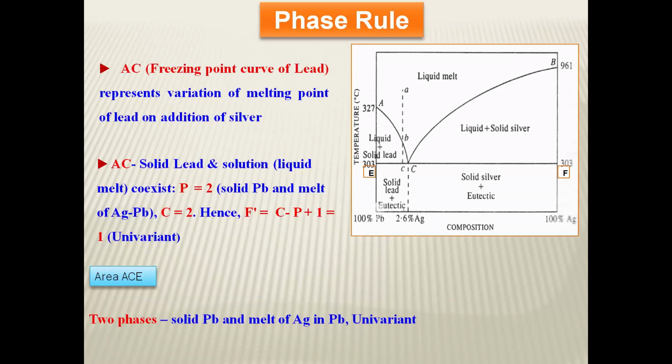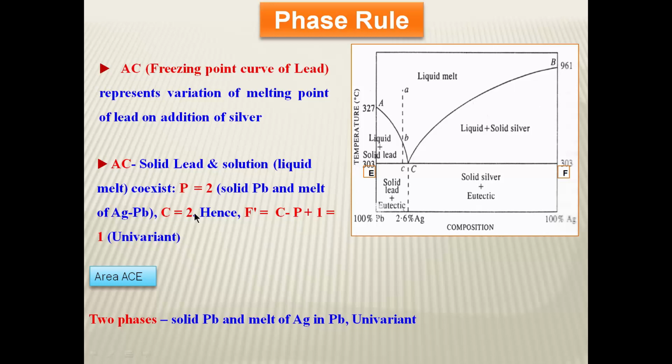Now, taking a recap of the lead-silver system as an example of a simple eutectic system, AC represents the freezing point curve of lead, that is, it represents variation of melting point of lead on addition of silver. And how does it happen? I have already discussed it with you. Along the curve AC, solid lead and solution, which solution? That is, liquid melt of both the metals, coexist, that is, number of phases is equal to 2.